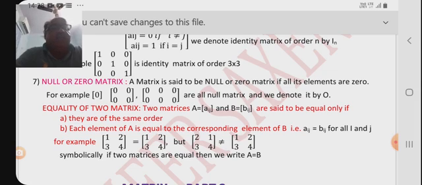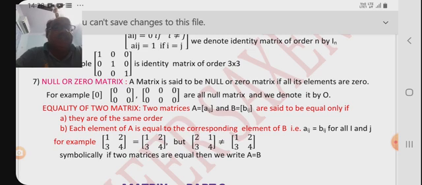Now our next topic is equality of two matrices. कब दो मैट्रिक्स बराबर होंगे? Two matrices A equals Aij and B equals Bij are said to be equal if, number one, they are of the same order. दो मैट्रिक्स बराबर होंगी यदि उनका ऑर्डर सेम हो. दोनों का ऑर्डर सेम नहीं होगा तो हम कंपेयर नहीं कर सकते. अगर दोनों सेम ऑर्डर की हैं तो हम कंपेयर कर सकते हैं. तो फर्स्ट कंडीशन, दे आर ऑफ द सेम ऑर्डर.